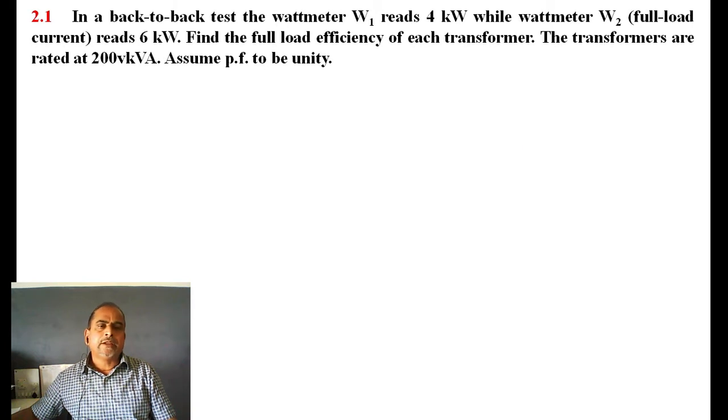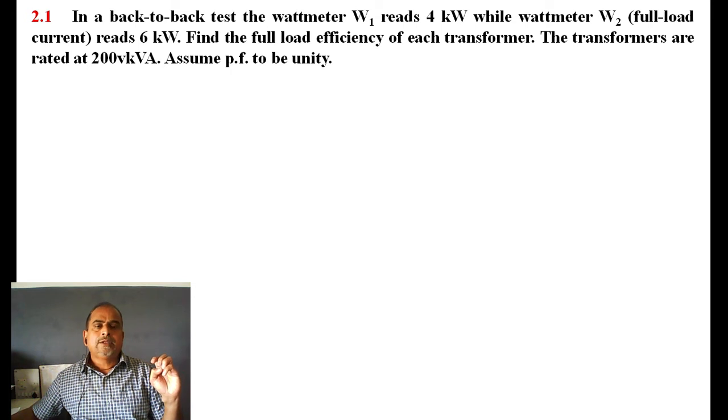In a back-to-back test, the wattmeter W1 reads 4 kilowatt while the wattmeter W2 reads 6 kilowatt. Find the full load efficiency of each transformer. The transformers are rated 200 kVA. Assume power factor to be unity. This is a numerical given and you have to solve for the efficiency of each transformer.